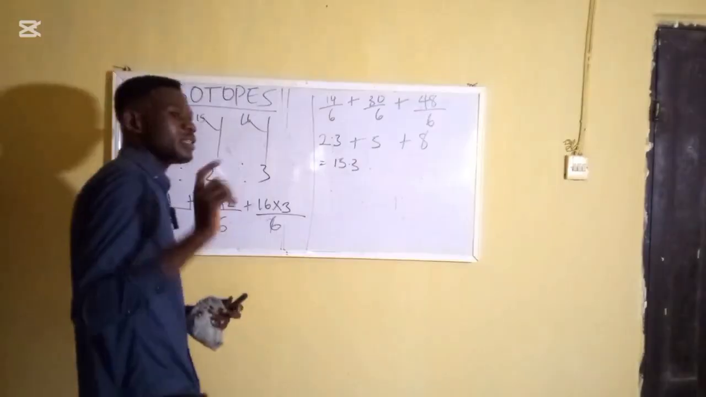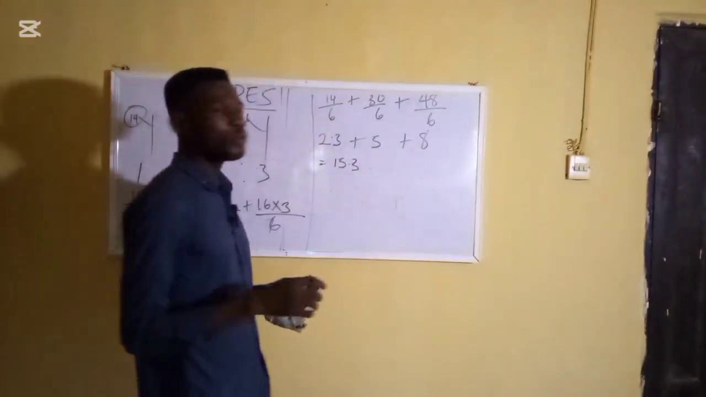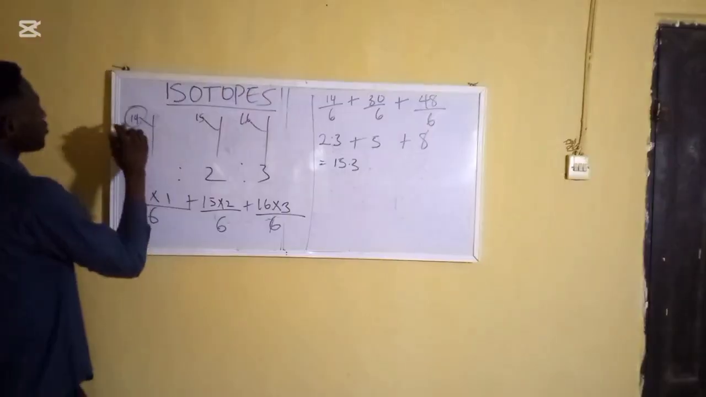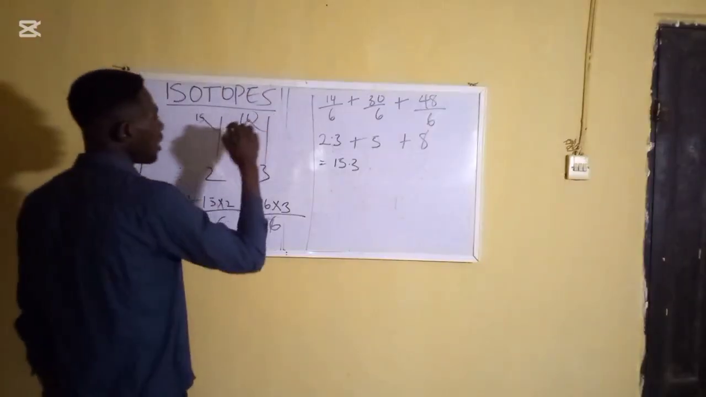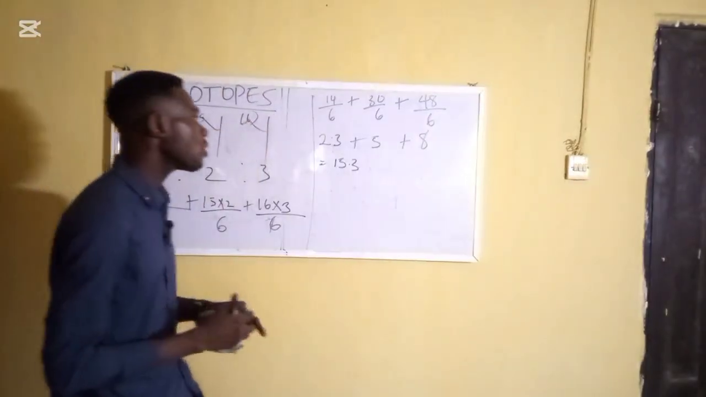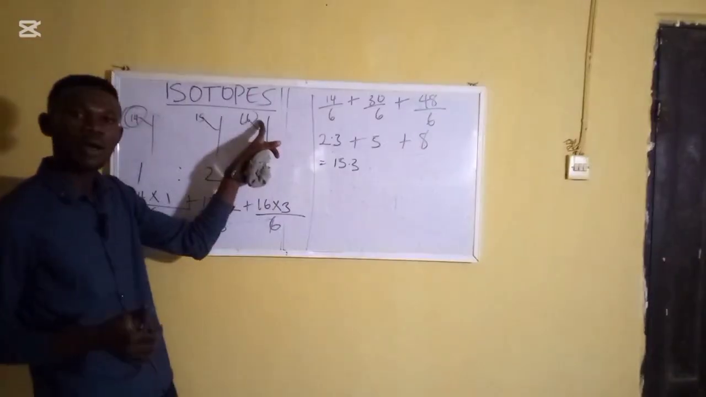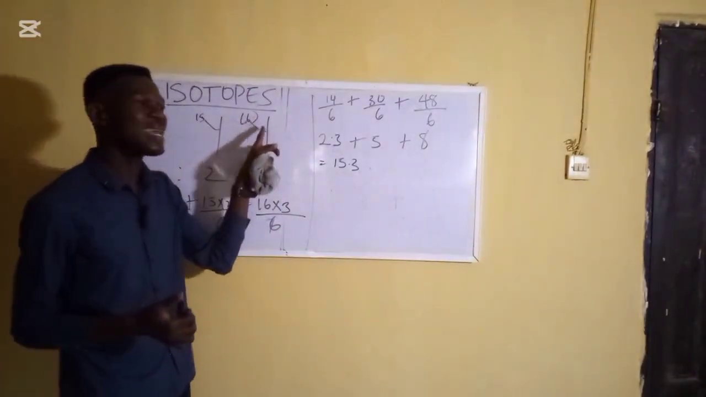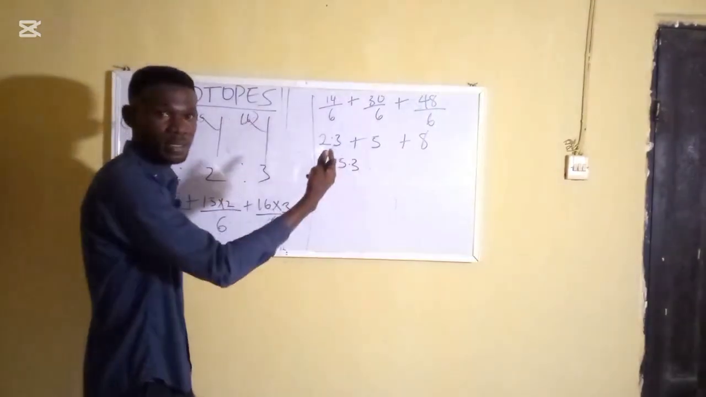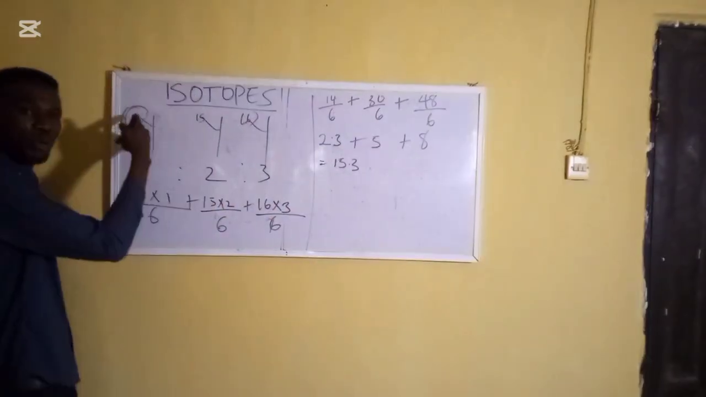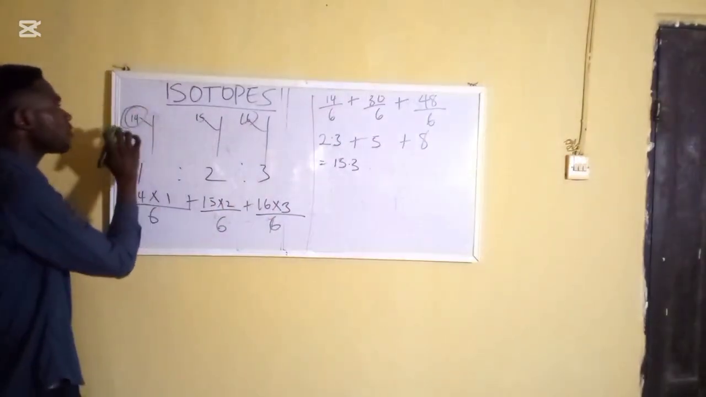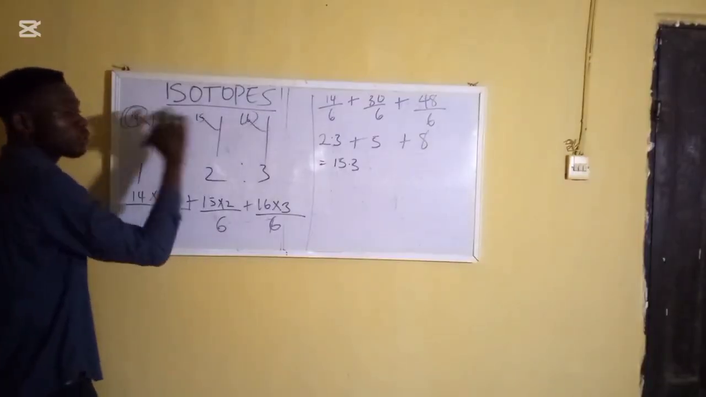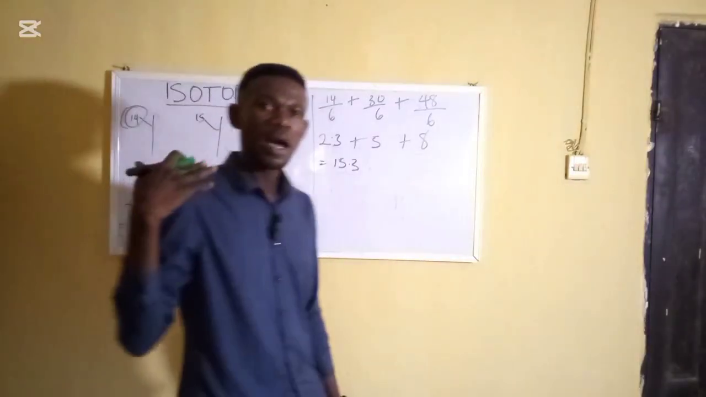15.3. Now, need I say this? The number you're always going to get as your relative atomic mass must always fall within the range of the numbers that they occur. That means your number must not fall outside the highest mass number or the least number. So you are never going to get anything like 16 point anything, or anything like 13.99. It has to fall within the range of the numbers you're getting as the mass numbers of the occurring isotopes.